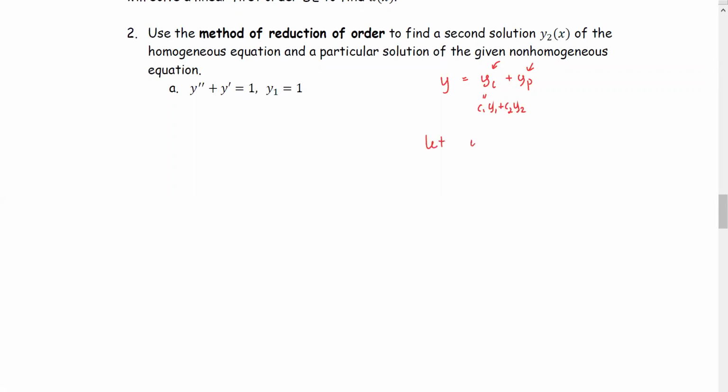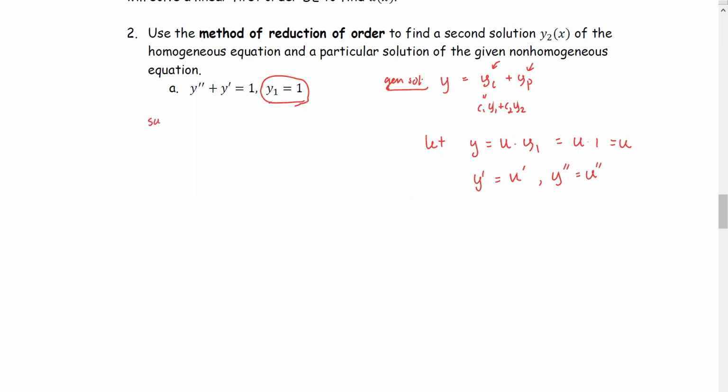First of all, let y be the function u times the known function y1. In our case, the differential equation is y double prime plus y prime equals 1, where y1, the known solution, is 1. Therefore, the general solution y equals u times y1 is u multiplied by 1, or just u. Y prime is the same as u prime. The y double prime is u double prime.